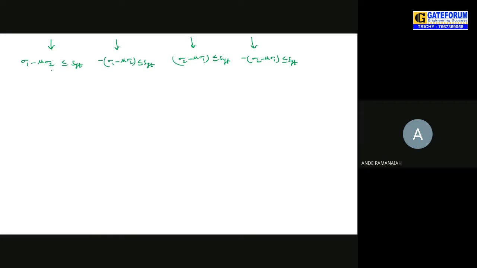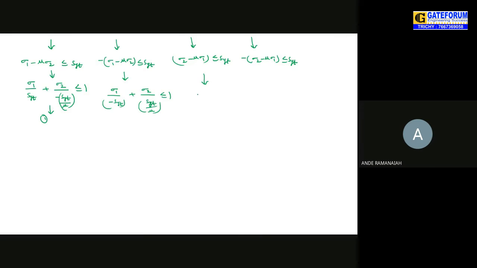Now I'll send this SYT onto the other side so that it will be easy to plot. Then this will become sigma 1 by SYT plus sigma 2 by minus SYT by mu, less than or equal to 1. I'm just sending this onto the other side, so it becomes SYT and mu also, SYT by mu. So this is equation 1. And similarly this one: sigma 1 by minus SYT plus sigma 2 by SYT by mu should be less than or equal to 1.